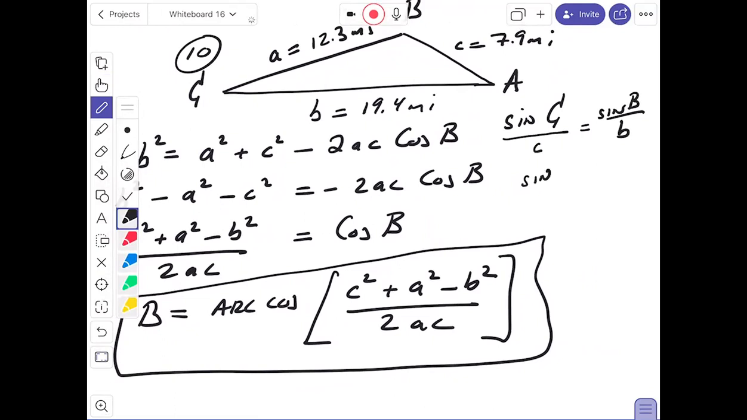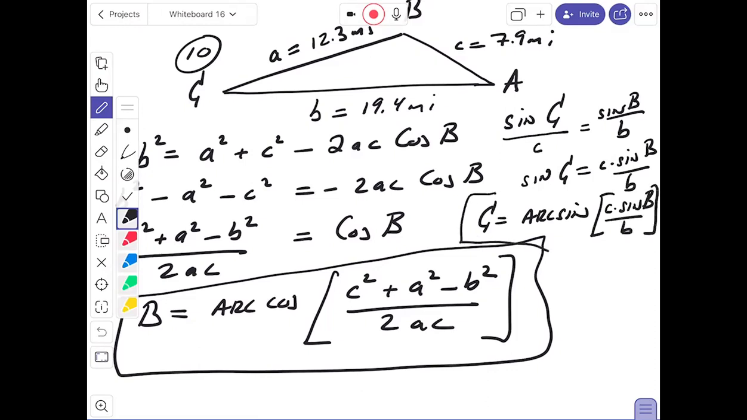Sine of C, we'll do the computations later, is C times sine of B over B, where C is arc sine of C times sine B over B. Put a box on that. Now, the question is, do I know all the letters on the right side? I know lowercase c, I know lowercase b, and I know B, the big B, because it's written down in a box.